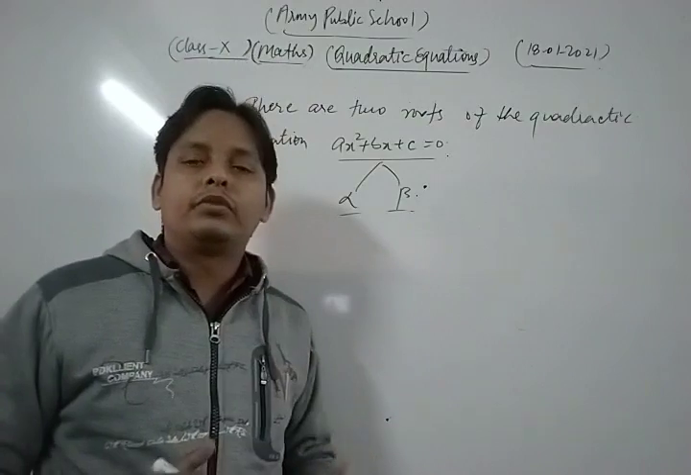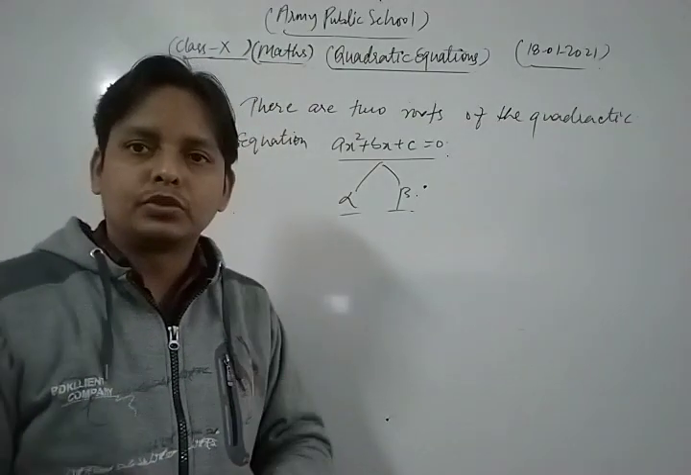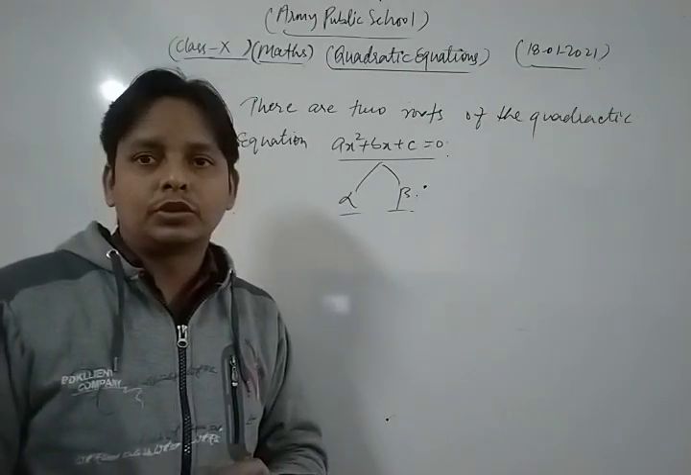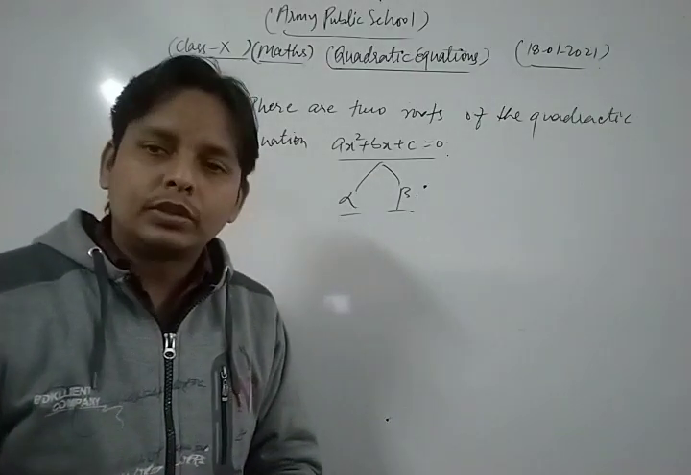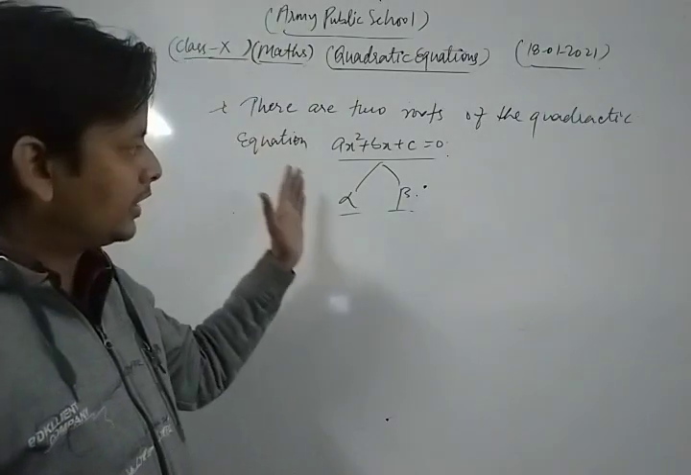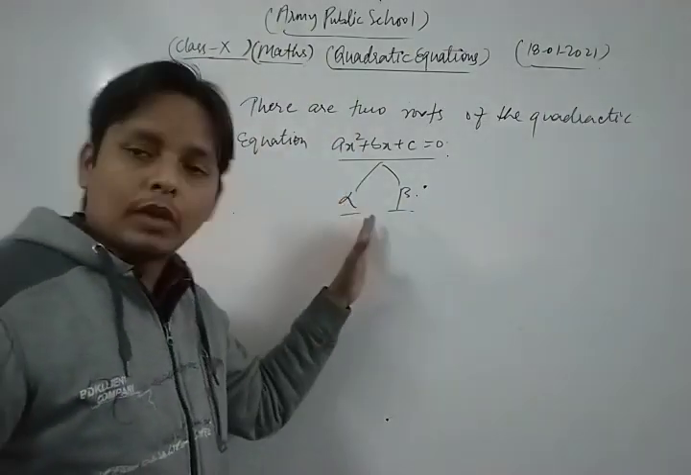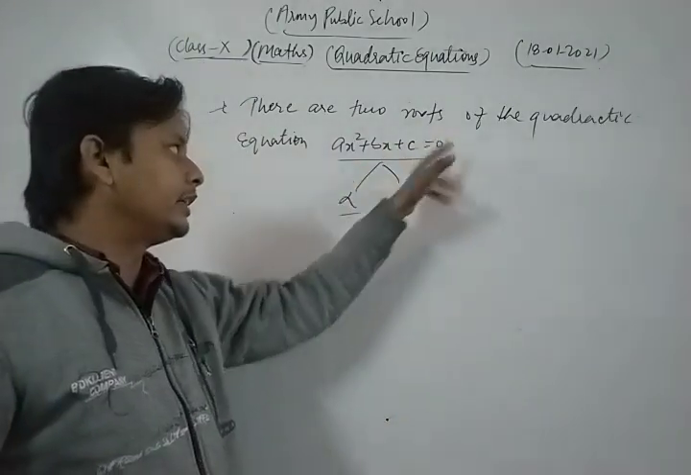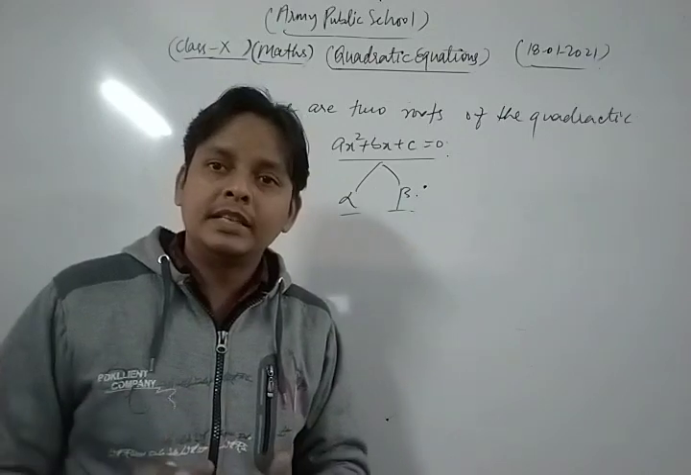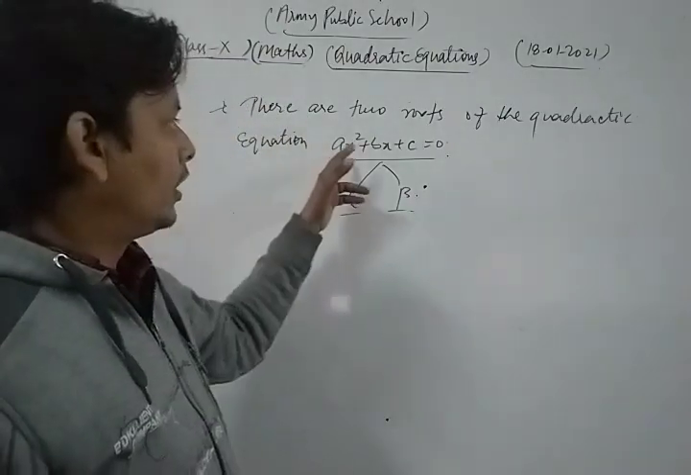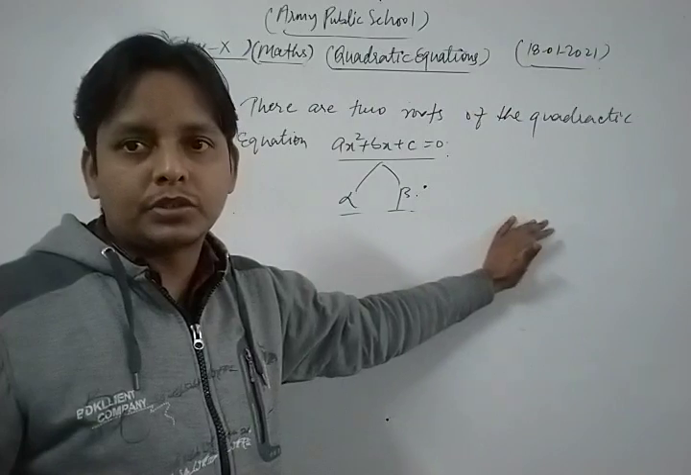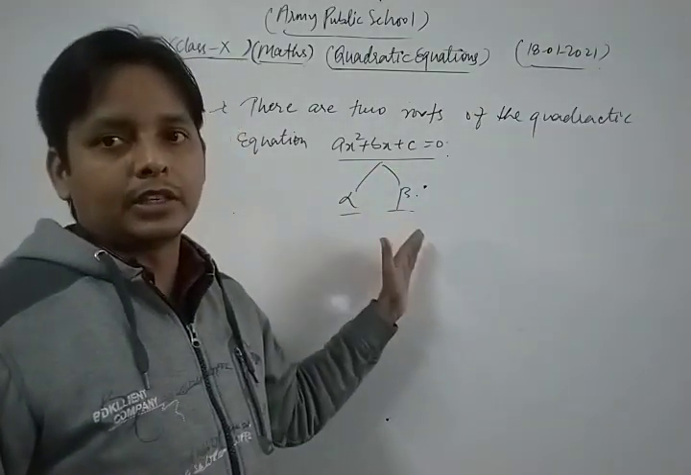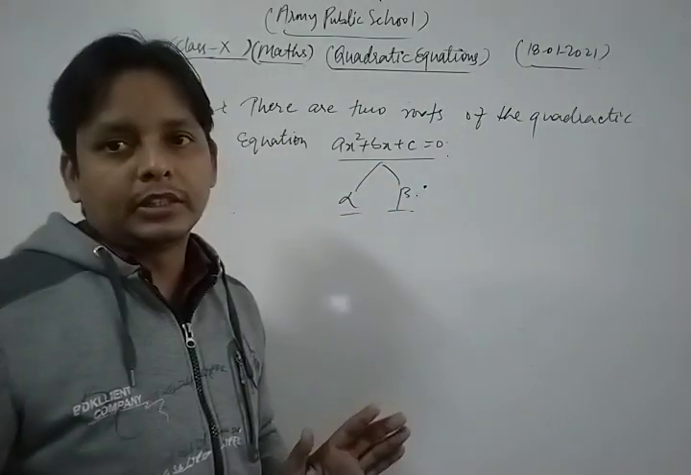Now what is the concept of roots? Dear student, suppose alpha and beta are the roots of the given quadratic equation. The concept is that if we put x is equal to alpha or x is equal to beta, then after solving we get 0. That means the value of the variable which satisfies the given equation is called its root. So alpha and beta are the two roots of the quadratic equation.